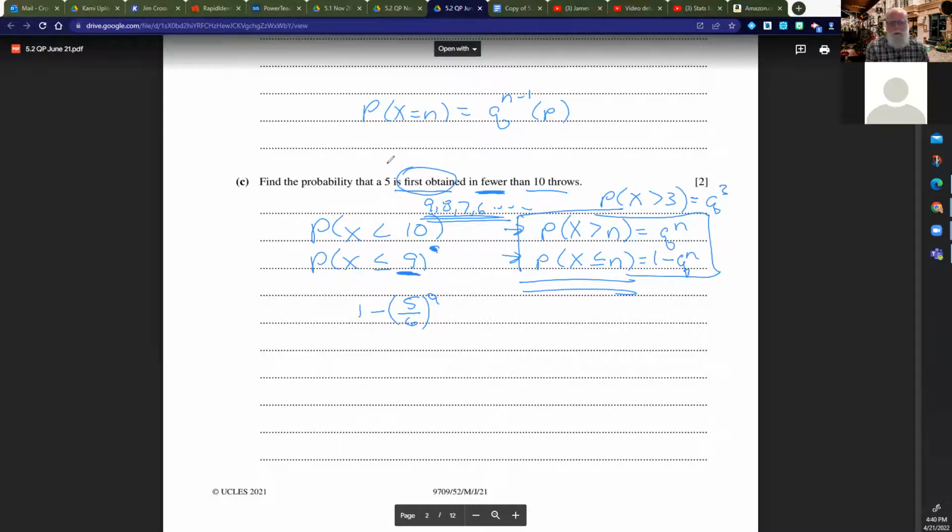like, for example, what if I reworded this and I said, find the probability that the first 5 is obtained in greater than 5 throws. The first 5 is greater than 5 throws. Well, see, now it looks like this. And all I'm going to do is the probability of failure to this number, to the 5th. Okay?